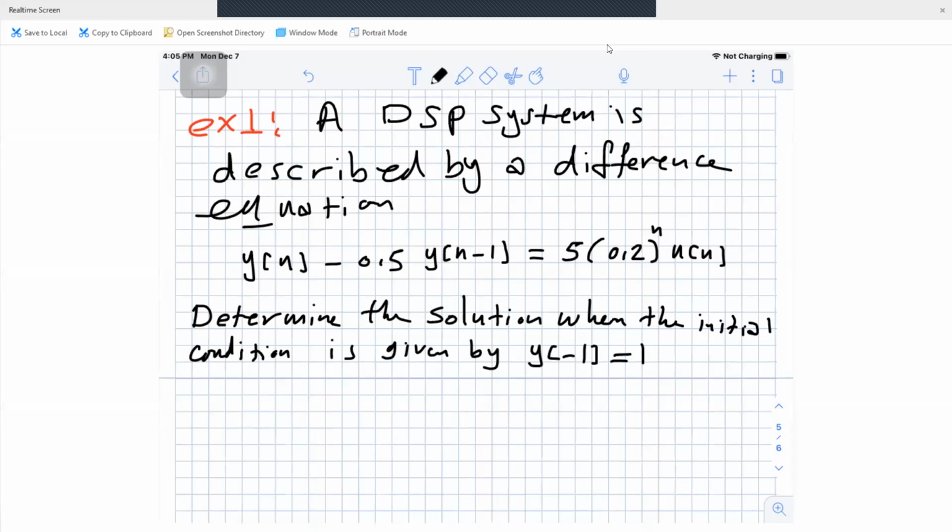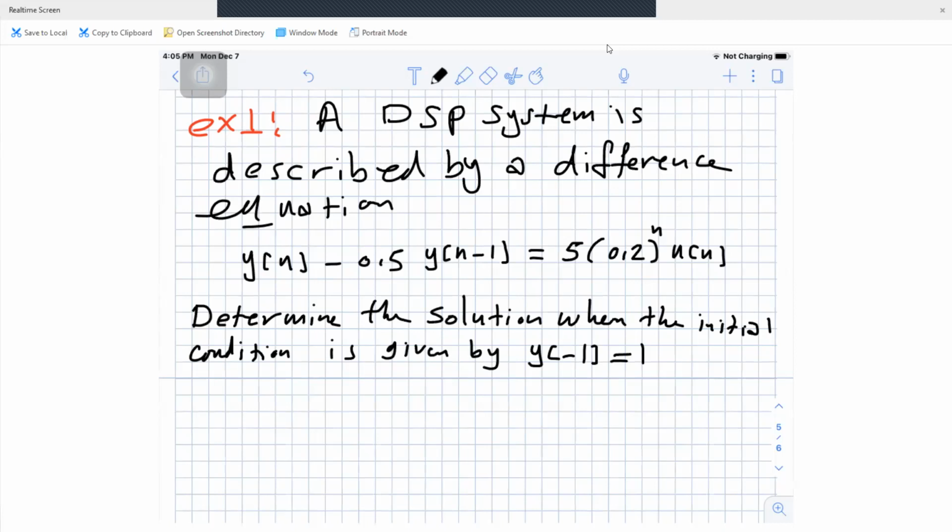Now, to solve such a system, first of all, we have to determine the rank of the system. As you can see in this equation, it's a recursive equation. We have y of n and y of n minus 1. We don't have, for example, y of n minus 2, y of n minus 3, and so on. So this system is called a first order system.